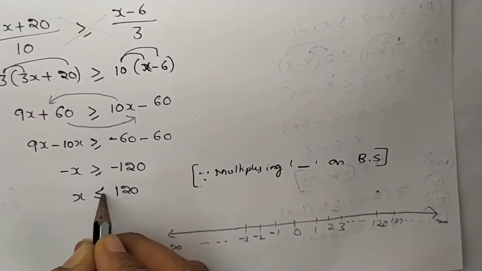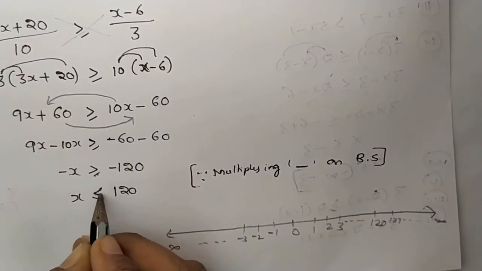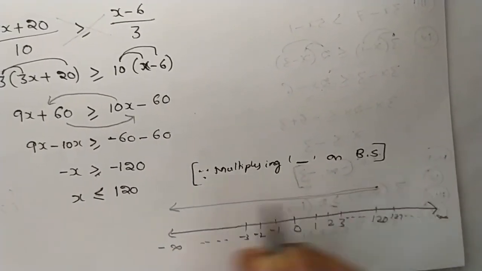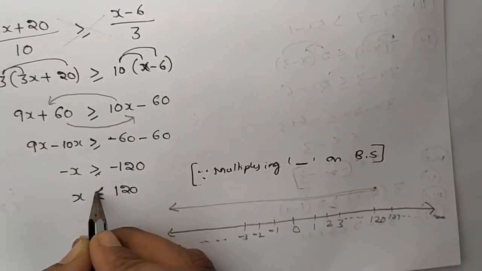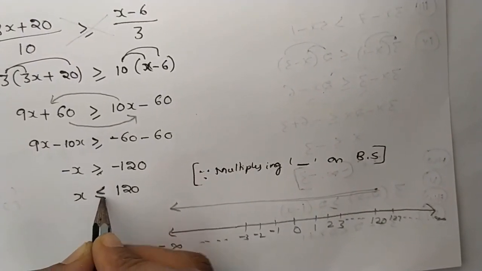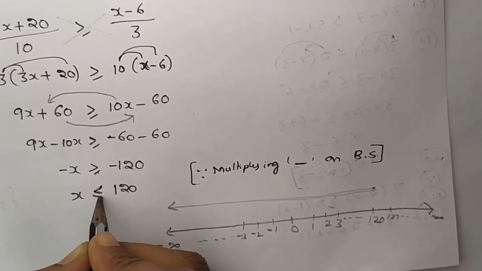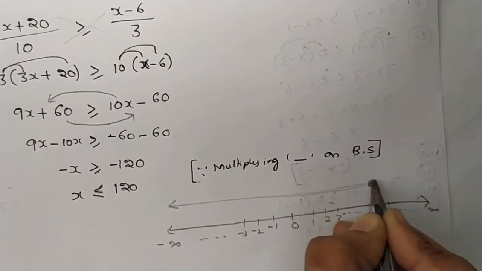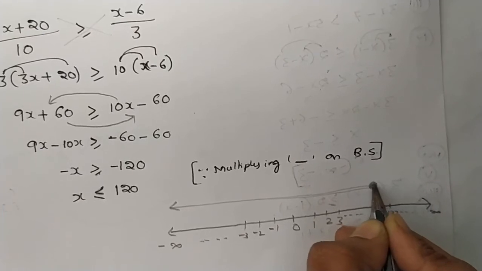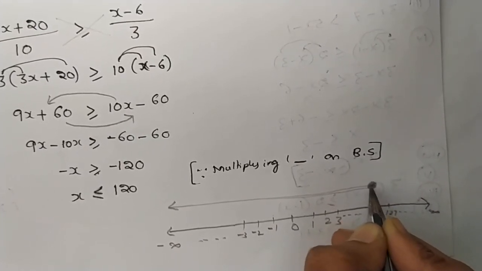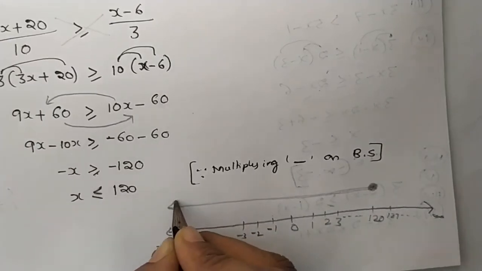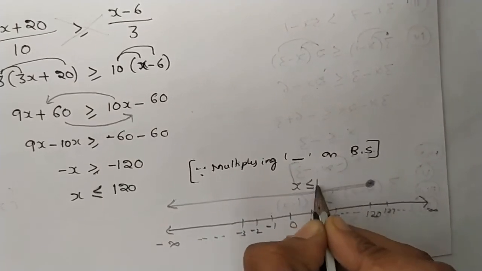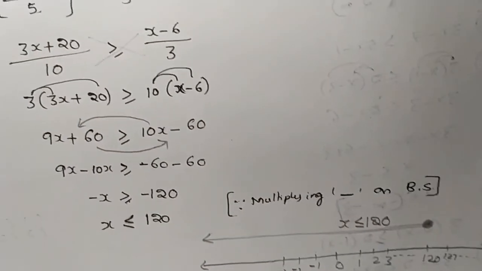Where is this symbol showing? Left side, right? Left side of 120. Less than or equals to means that 120 will be included. Less than or equals to, greater than or equals to is nothing but included. Only less than, greater than is nothing but excluded. This symbol shows included. So it is the solution line for x less than or equals to 120.